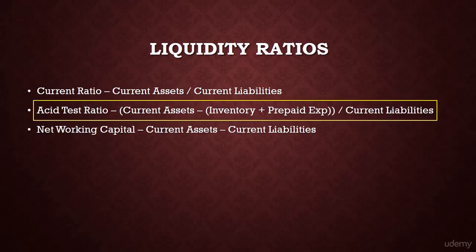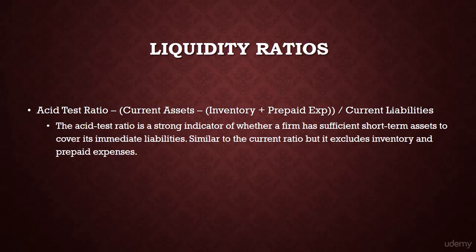Our next ratio is our asset test ratio, also known as the quick ratio, which is your current assets minus your inventory and prepaid expenses divided by your current liabilities. So this ratio is much similar to the current ratio, but excludes the inventory and prepaid expenses, which can be harder to turn into money as quickly. That's why we take that away from our current assets, and we want to just use our accounts receivable and our cash. And this ratio is a strong indicator for whether a firm has sufficient short-term assets to cover its immediate liabilities, once again.